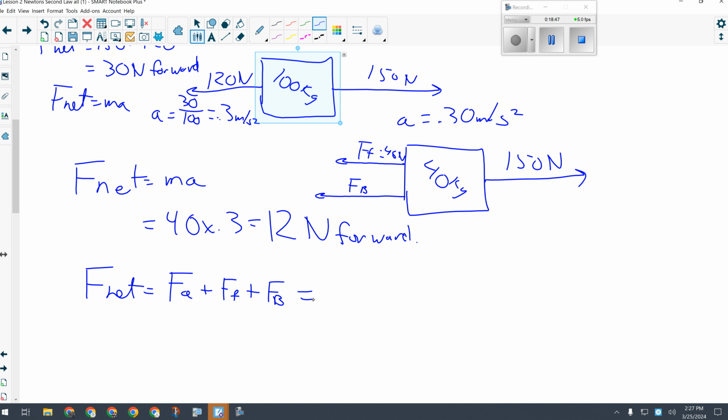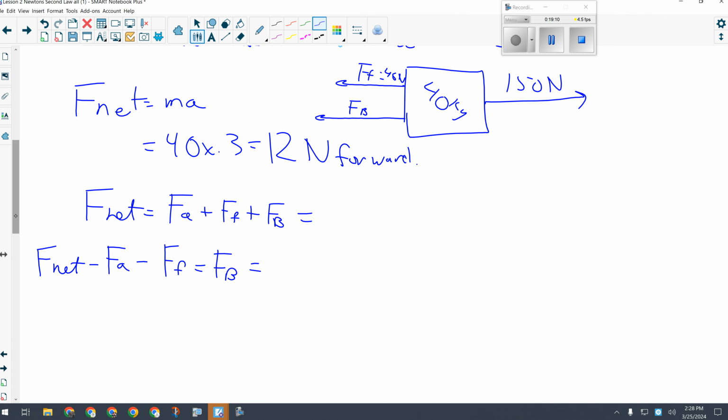So I'm going to subtract these other 2 over to this side. I'm going to say that F net minus the applied force minus the force of friction equals the force in rope B. Now I do have to keep in mind, some of these are forward and some of them are backwards, and I have to reflect that mathematically with positives and negatives. Okay, so I'm going to have F net, which was 12 newtons forward, minus 150 newtons forward, minus negative 48 newtons, my force of friction, which was backwards. All right, I'm doing exactly what I said here.